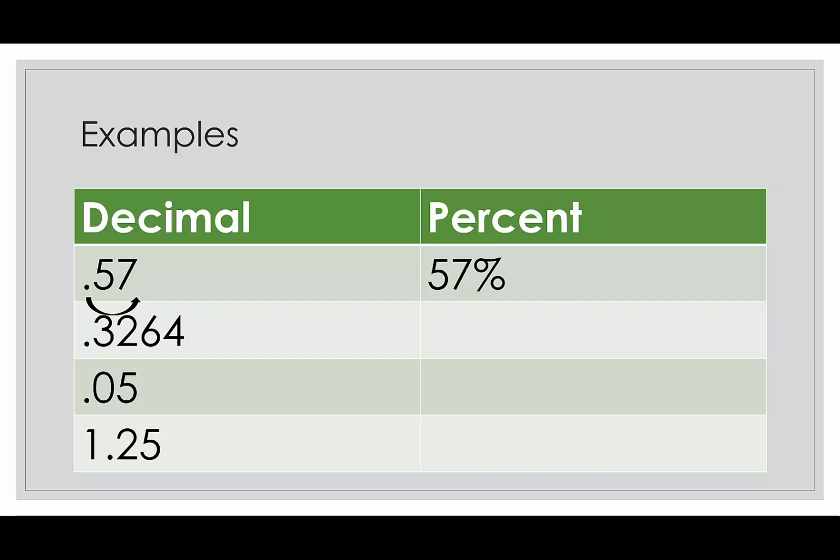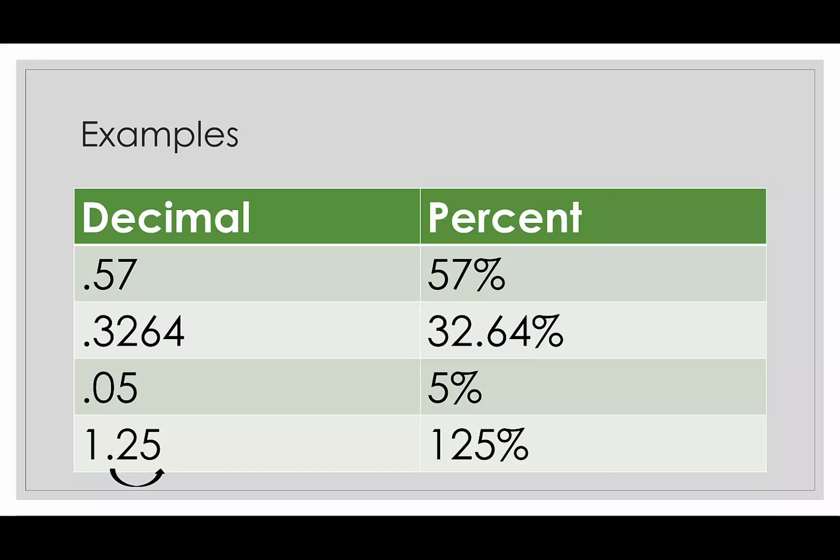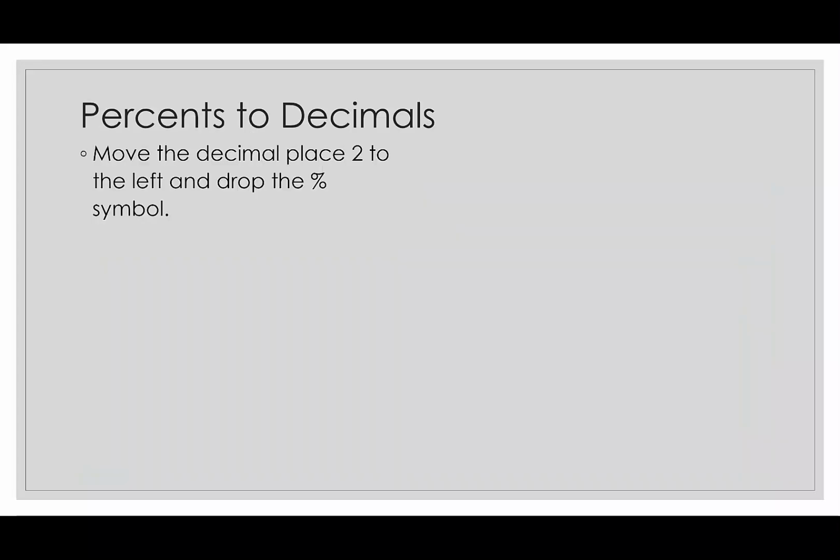If I had 0.3264, I'm going to multiply by 100 or move the decimal place 2 places to the right, which gives us 32.64%. If I'm given 0.05, I'm going to move the decimal place 2 places to the right, which gives us 5%. We can drop the 0 in front of the 5 because it doesn't add any value to our number. Lastly, if I have 1.25, I can again move the decimal place 2 places to the right, which becomes 125%.